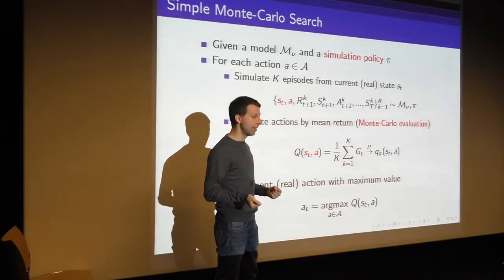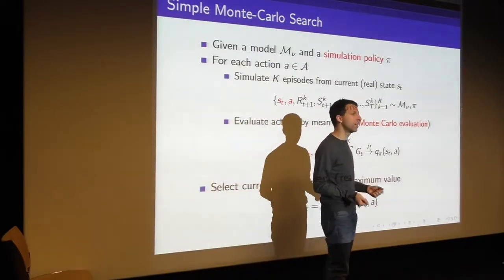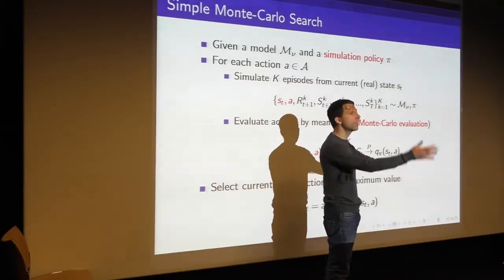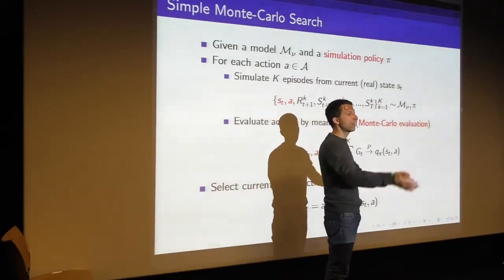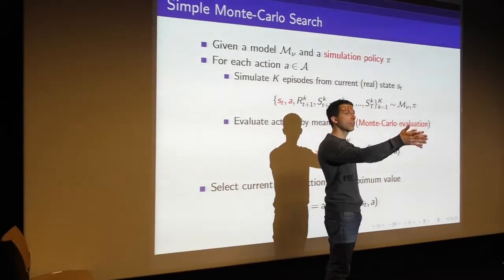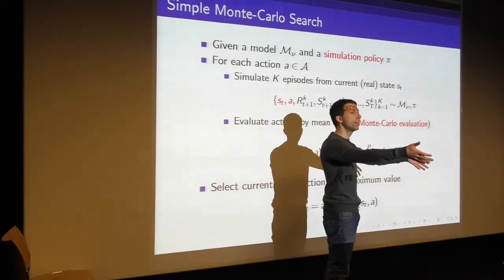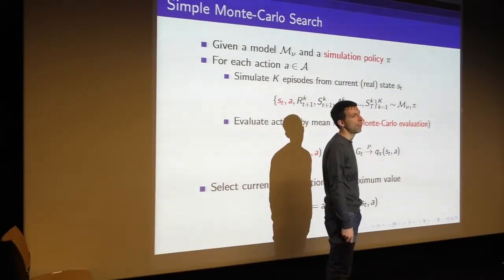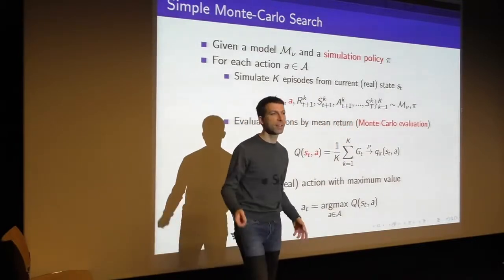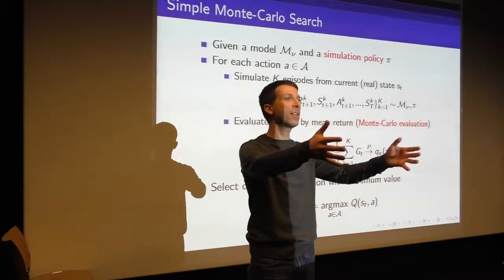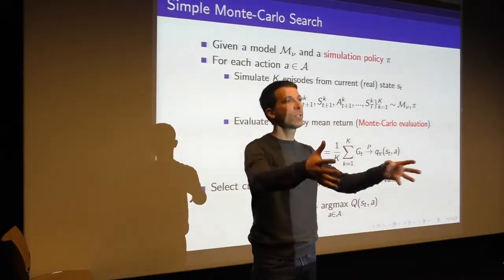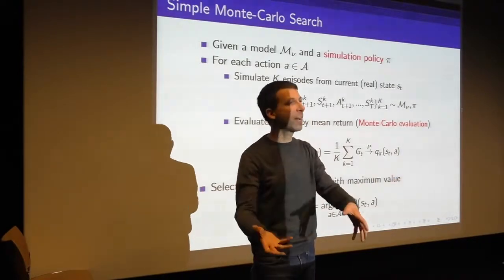In other words, if I'm saying I could go left, I'm going to run 100 different simulations where I go left, see how well I did on those 100 simulations, and take the mean of all the returns. That's going to be my evaluation of how good it is to go left. Then I'm going to do the same thing for going right: run another 100 simulations, take the mean of all the returns for going right, and that's my evaluation of how good it is to go right.